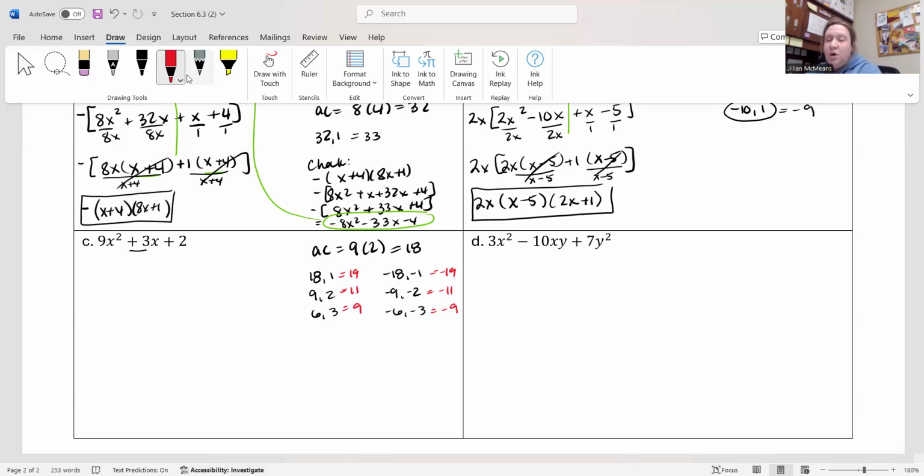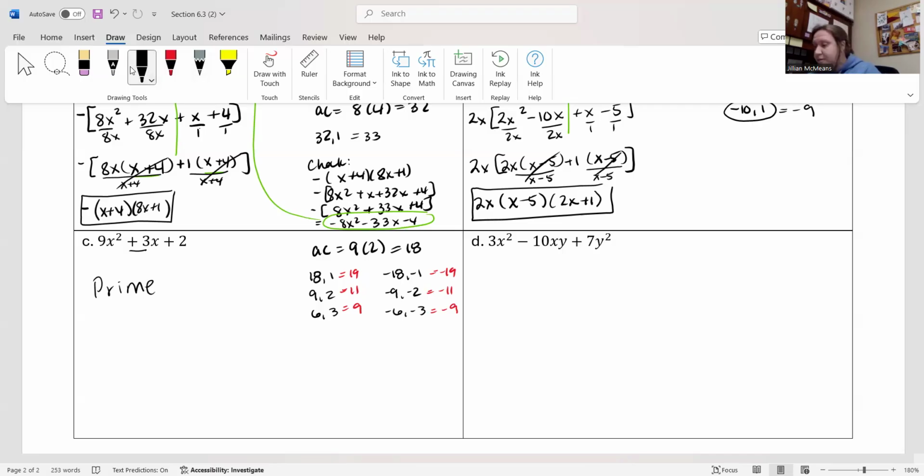What does this mean? Well, we have a situation where the product A times C does not have any factor pairs that have a sum of 3. There's no way to add any of these factor pairs and ever get a positive 3. So what we would have to say here is that this polynomial is prime. It cannot be factored with integers.